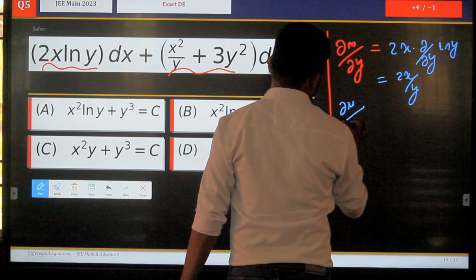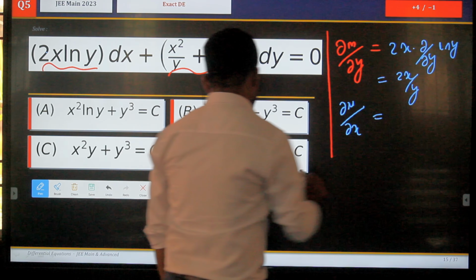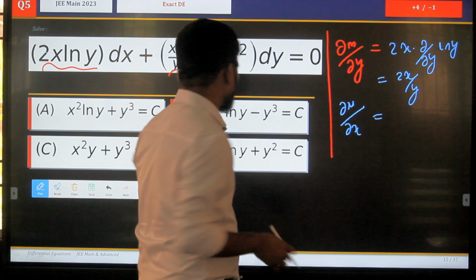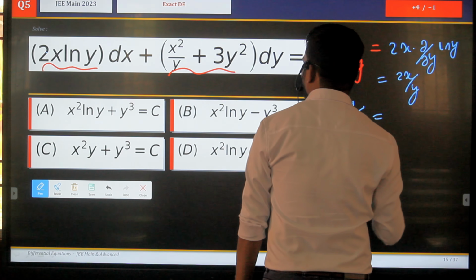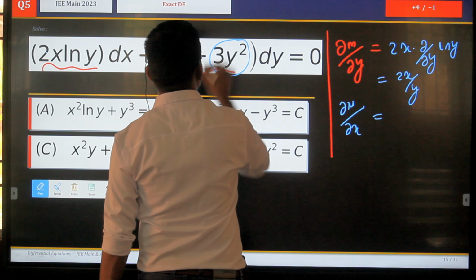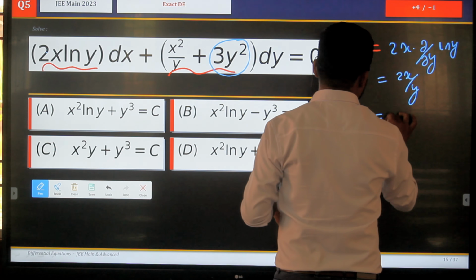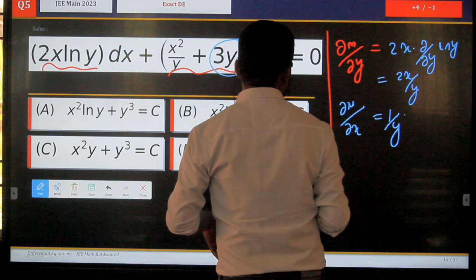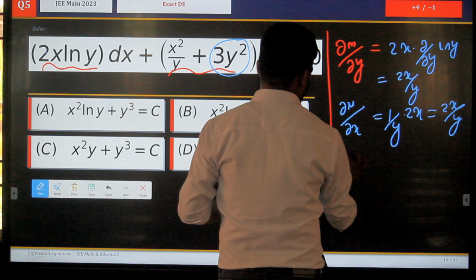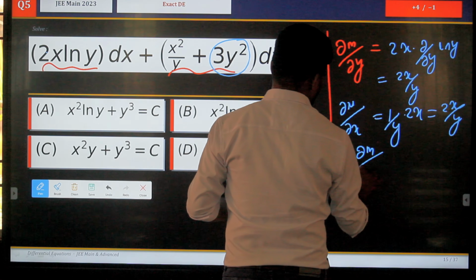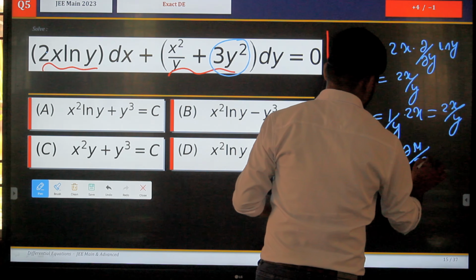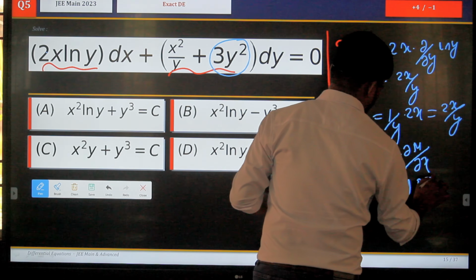Similarly, dou N by dou x becomes, that means differentiation of N with respect to x keeping y as a constant. So if I do that, what do I get? This term is 0 since 3y square is a constant, and 1 by y is a constant. The derivative of x square becomes 2x. So what I got is 2x by y. This implies dou M by dou y is equal to dou N by dou x. That means the differential equation is exact.